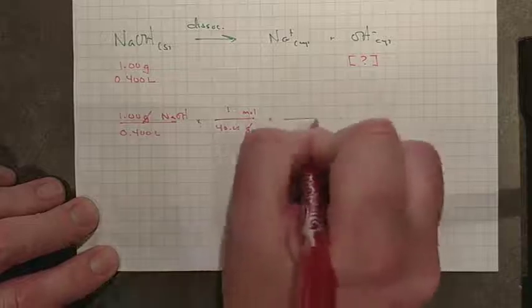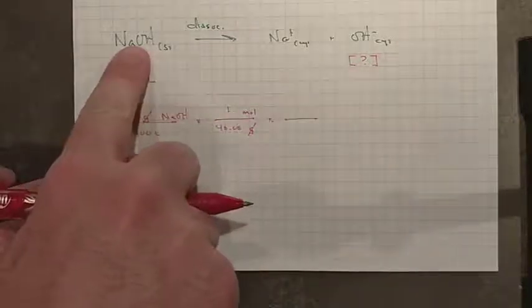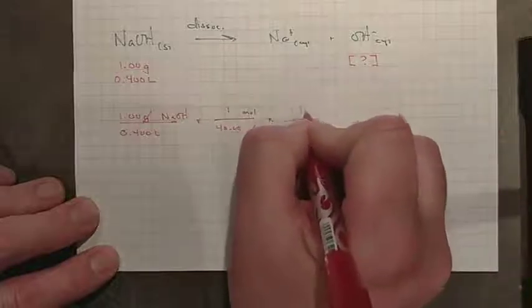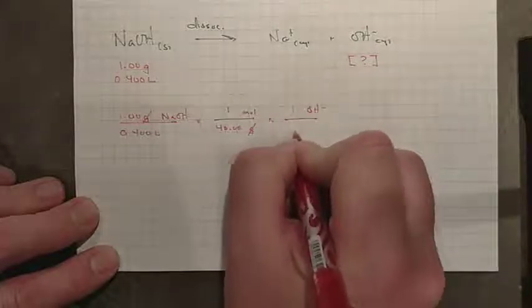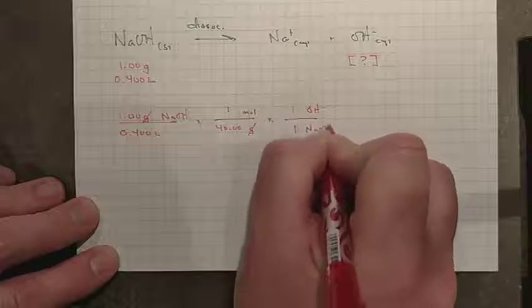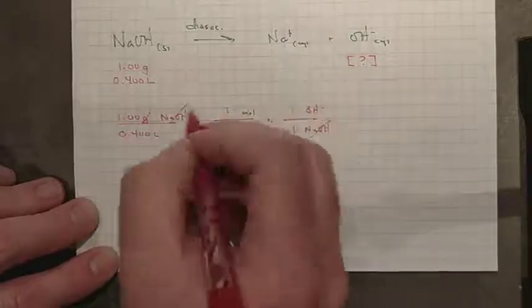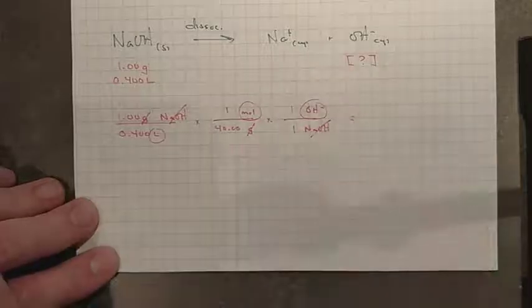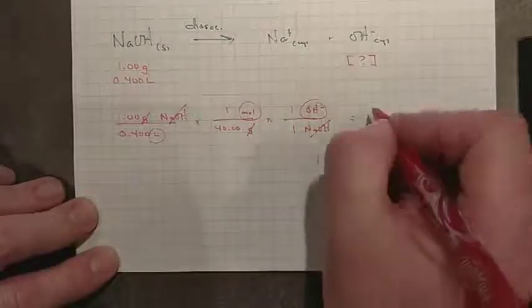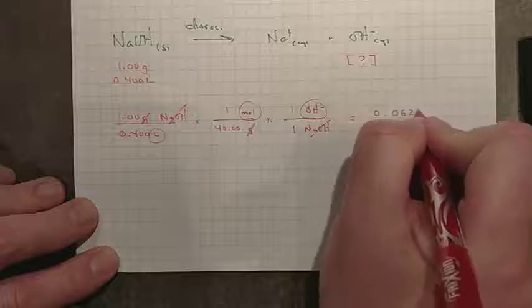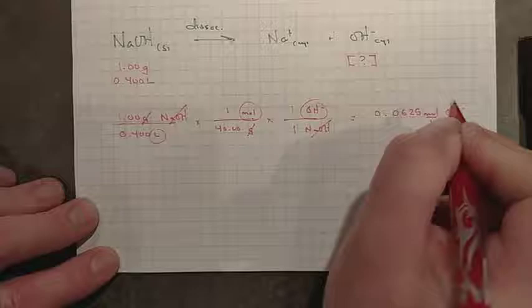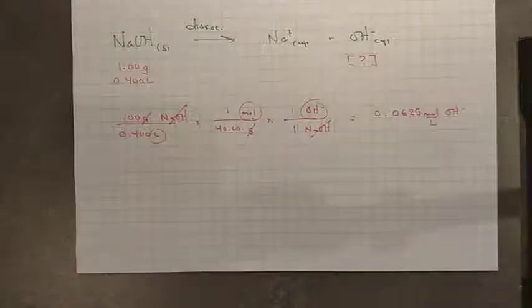Now you can do your mole ratio, because this was a simple ionic salt. We have 1 mole hydroxide for every 1 mole of NaOH that dissociates. That now disappears, and you have moles per liter of hydroxide. So we run that through our calculator, and you get 0.0625 moles per liter of OH-. All right, so we've got that part.